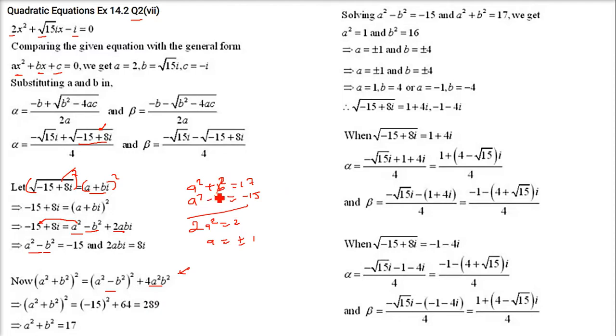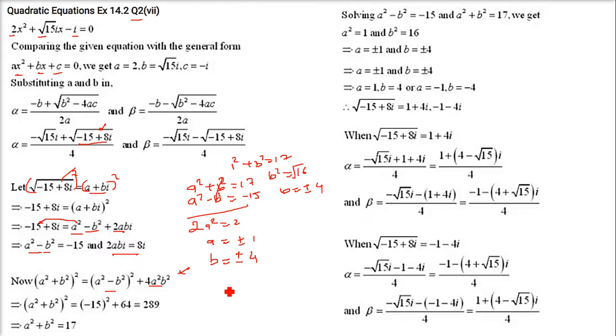Similarly, if you put a here, what are you going to get? Let me put a here. So it will be 1 square plus b square is 17. B square is 17 minus 1, that is 16. B will be equal to plus minus under root 16 is 4. B is plus minus 4. So at first view, we see that there are going to be 4 solutions for these alpha and beta. But this is not the case.